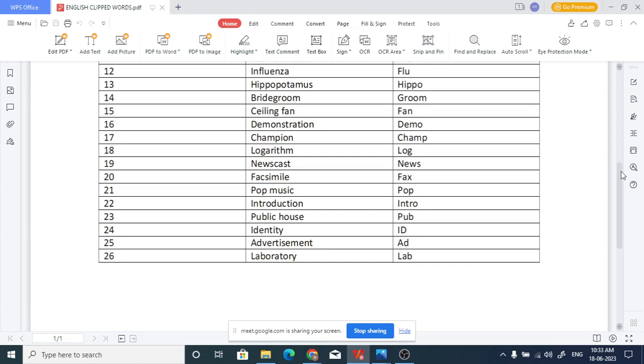Pop music, in short it's called pop. Introduction, in short it is called intro. Public house, it is called pub. Identity card or identity is called ID. All of you have ID card?